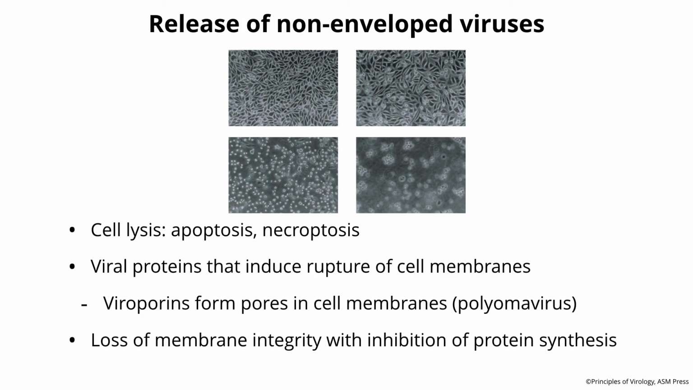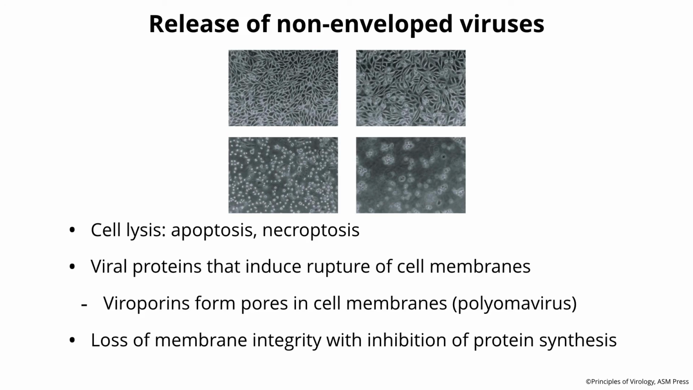Lysis is a combination of many effects of the virus on the cell metabolism. These viruses induce cell death of various types. Viral proteins like viroporins actually poke holes in cell membranes to allow the viruses to get out. And the general inhibition of macromolecular processes in cells, like DNA and RNA and protein synthesis, all leads to a loss of membrane integrity, and the viruses get out. I would say for the majority of non-enveloped viruses, they get out by lysing the cell.